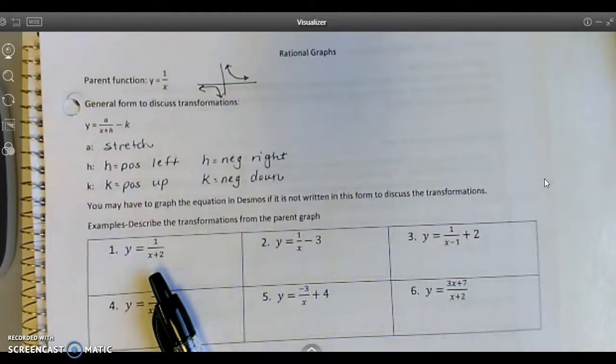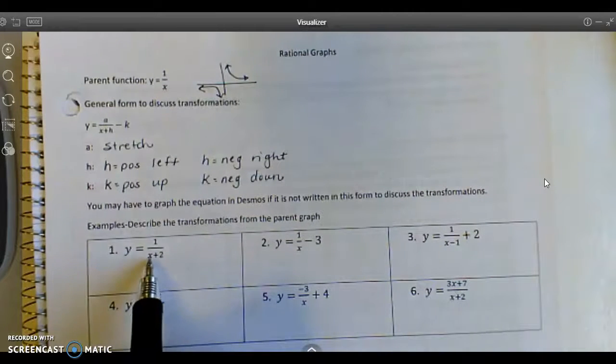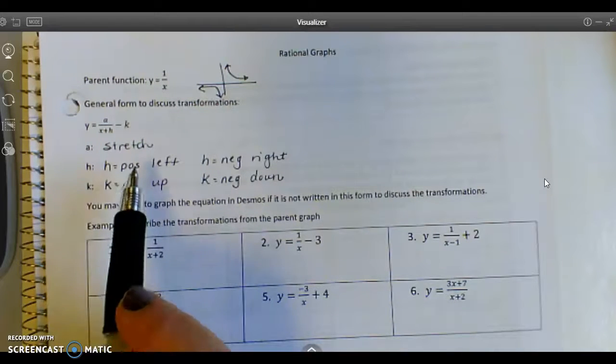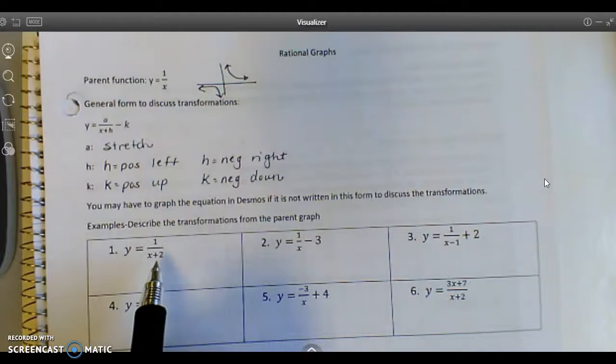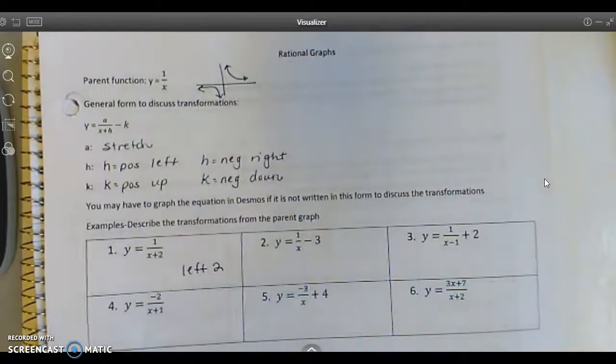So, on the first one, I realized that on the bottom, that's where the number is. I know it's down here on the bottom, x plus 2. I know that 2 has to do with h. H is positive, so which way is this moving it? This would be left 2.